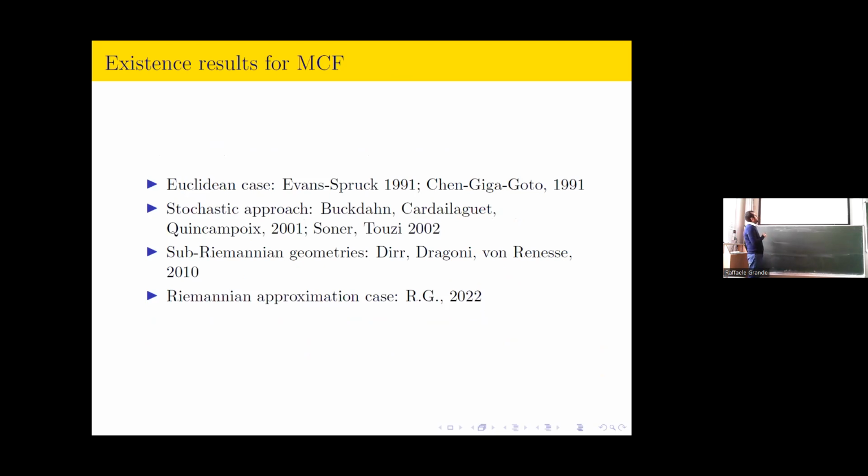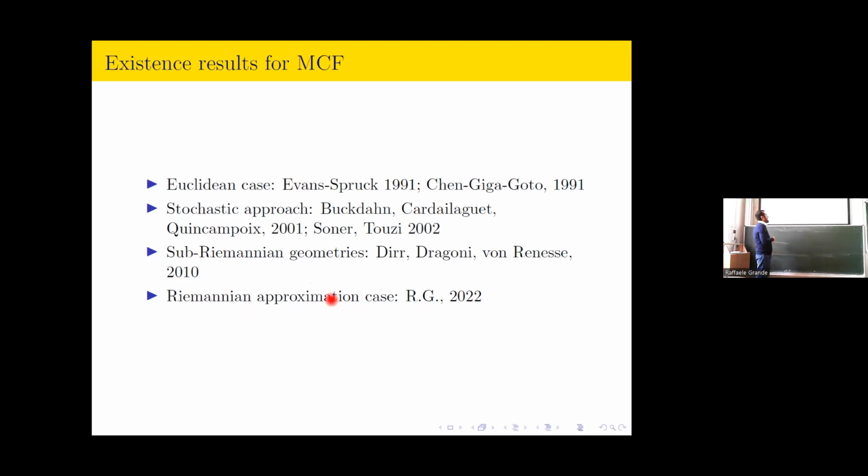The existence results: the Euclidean case was proved by Evans and Spruck in 1991 and independently by Chen, Giga, and Goto, with two different approaches, one by regularization, one by upper and lower envelopes. Then there is the stochastic approach that was given by Soner and Touzi, one in 2001 and the other in 2002. Then it was generalized also by Dragoni and Fornes in the sub-Riemannian case, and then I generalized this for the Riemannian approximation.